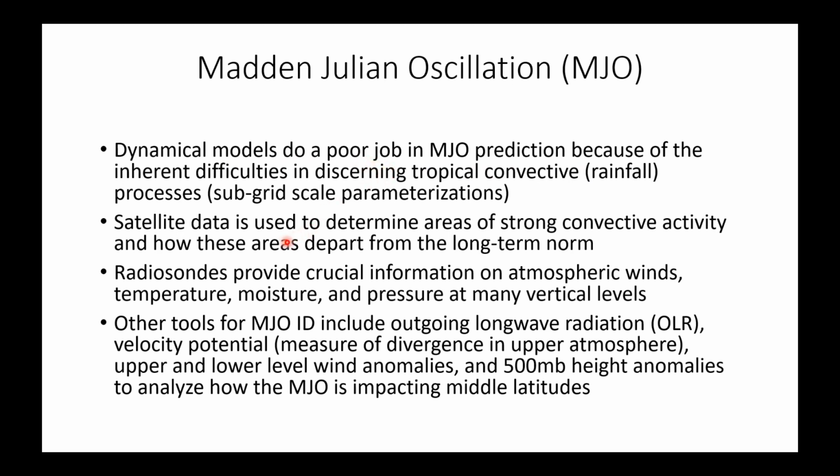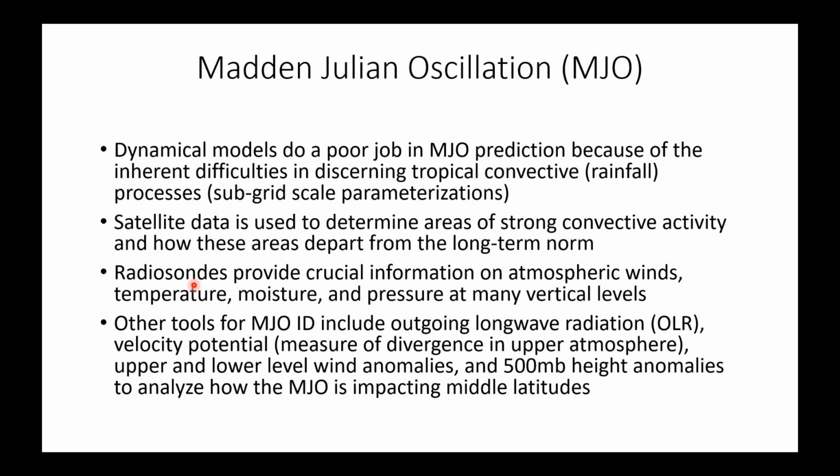Satellite data is generally used to determine where these areas of strong convection occur, the enhanced rainfall, and how these areas depart from the long-term norm. Radiosondes are instruments that give a vertical profile of the atmosphere at various locations. As the weather balloon rises, the radiosonde is attached to the neck of the balloon, and it's going to transmit certain weather information back to the ground, including your upper level winds at the various vertical levels.